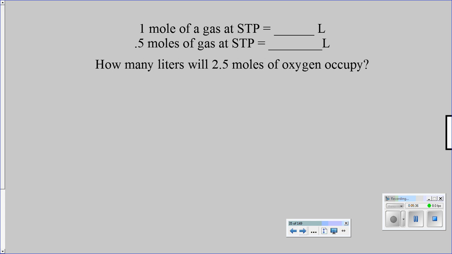If we look at this relationship the other way around, if we're at STP, 1 mole of the gas is going to equal or occupy 22.4 liters. If we had half a mole, it would be half of this, so it would be 11.2 liters.